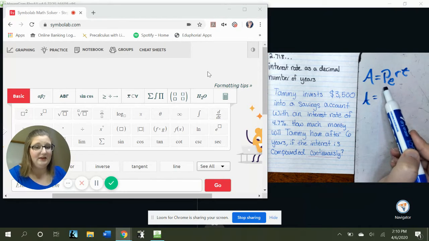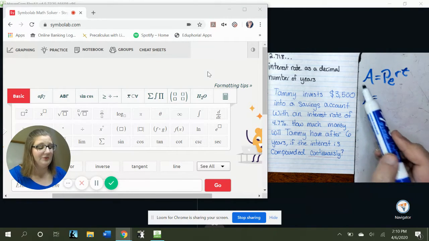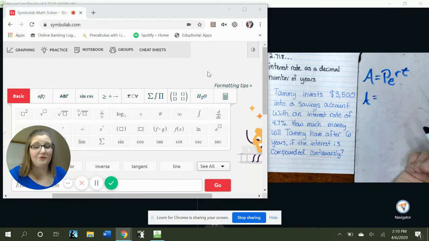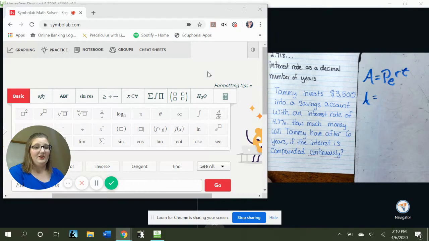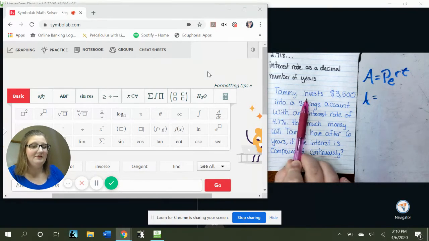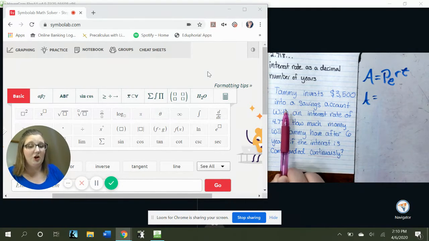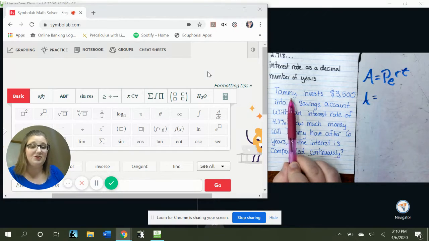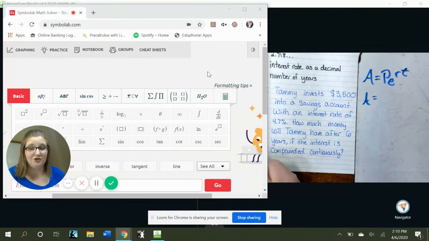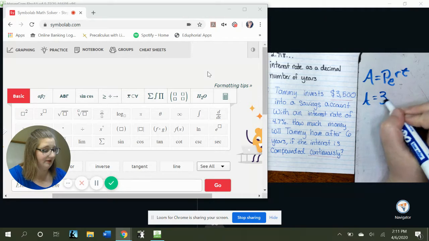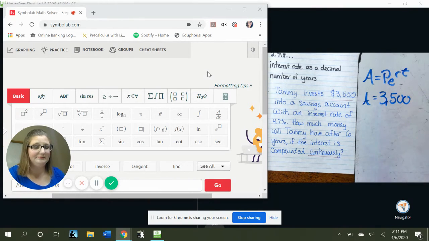Next we have P, and when we described our variables earlier on, we said P was the starting amount or the principal. So looking at our problem, we want to find a number that could possibly be our starting amount of money. If we read through, we see Tammy invests $3,500 into a savings account. So Tammy started off by investing $3,500. So $3,500 is going to be P.